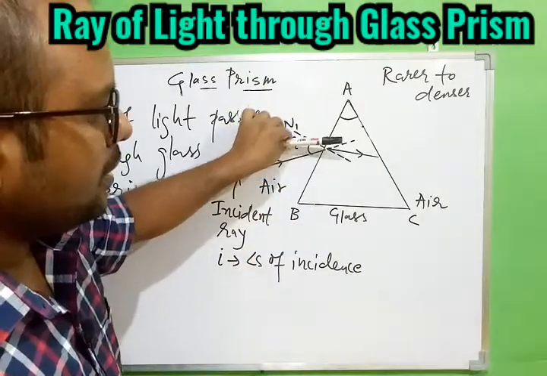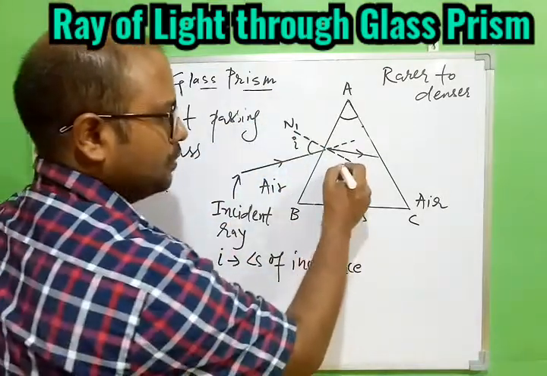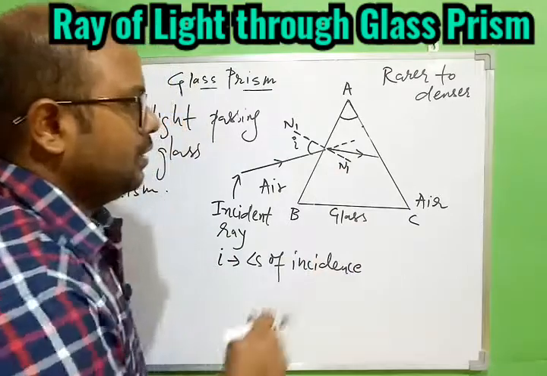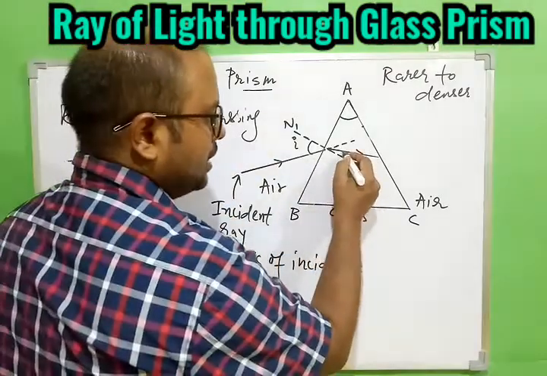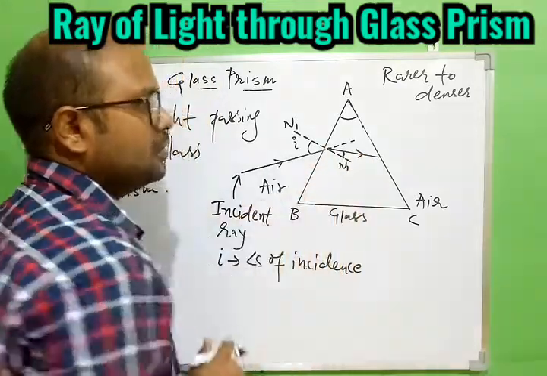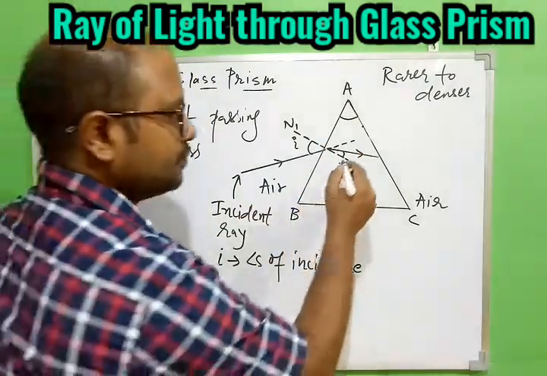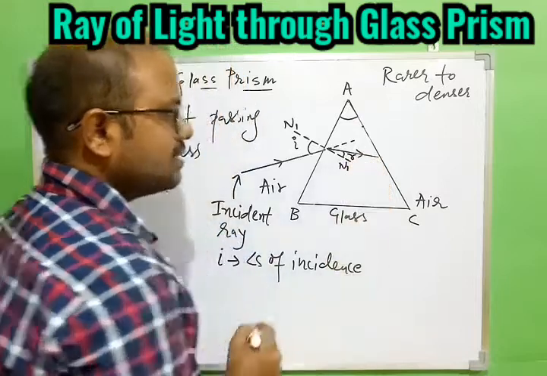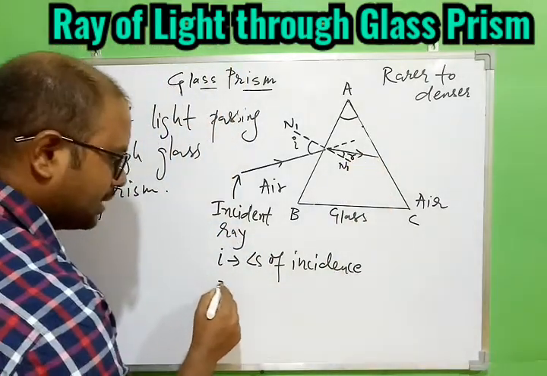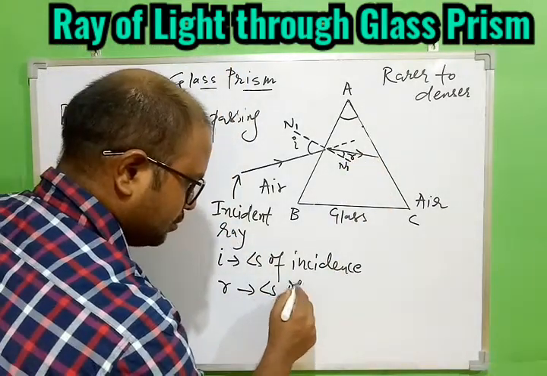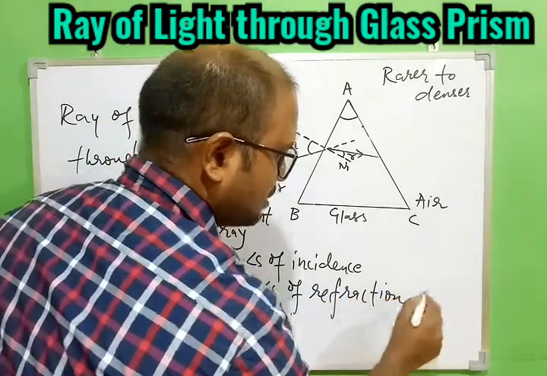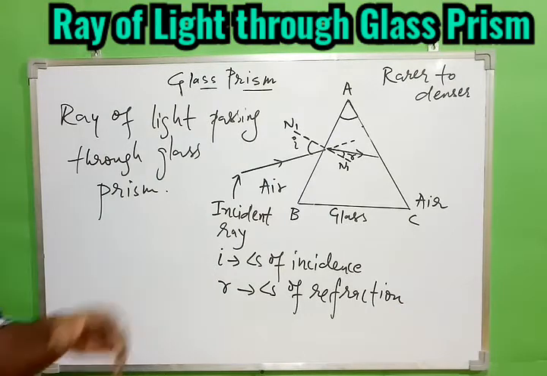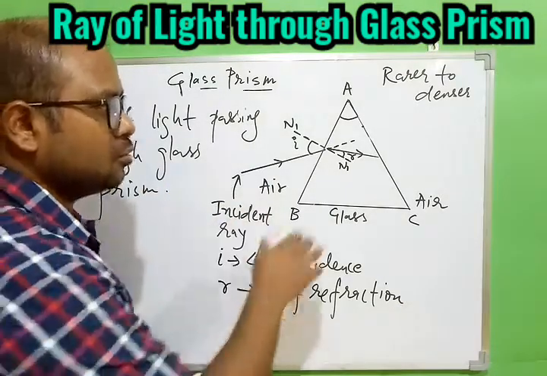So this ray is bending towards the normal, because the normal is this one, N1. With the same normal, it is making the angle R, and this R is nothing but the angle of refraction. So you should be able to understand all the angles properly. Students face problems in finding the angles related to the prism, so it should be very clear.